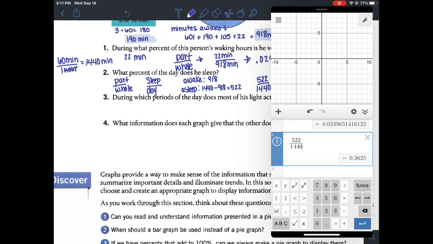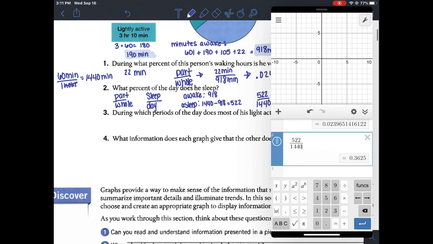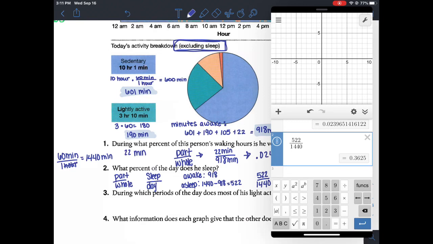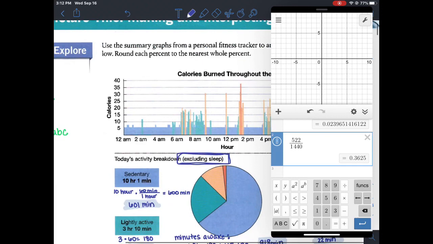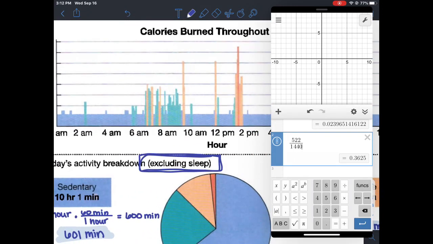During which periods of the day does most of his light activity occur? So this pie chart is not a good representation because it doesn't tell me what times specifically he is lightly active. We just know that for 3 hours and 10 minutes throughout the entire waking day, he is lightly active. So for this, we'll actually have to go to the bar graph, and it is a little bit up to your interpretation on what you say. You can get specific, you can get very broad.